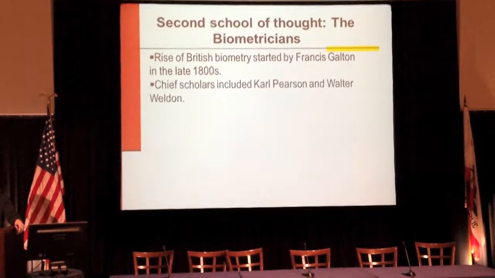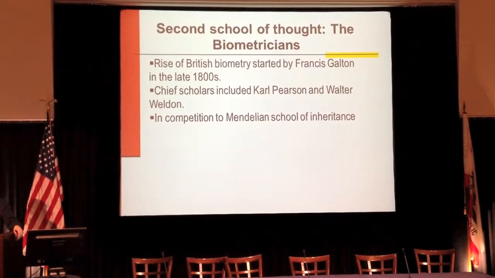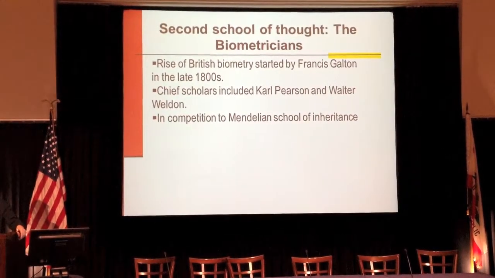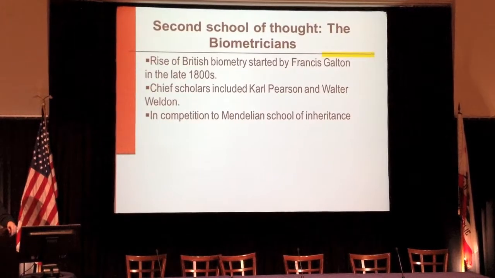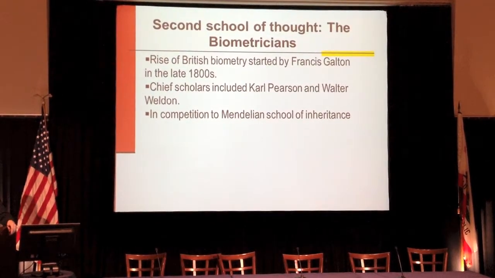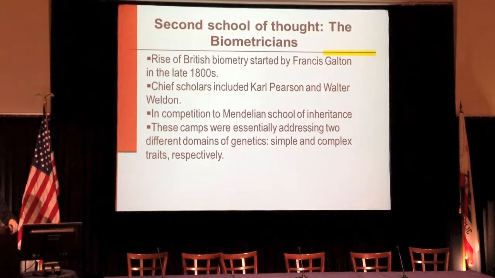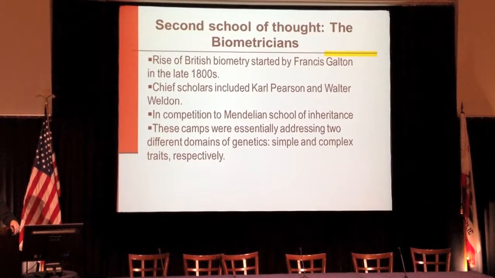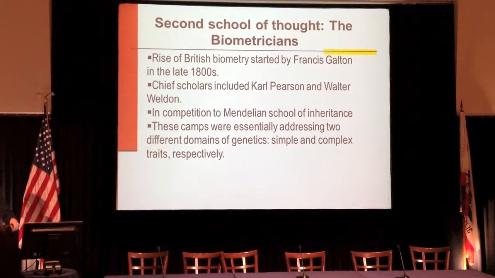In parallel, a second school of thought was developing itself: the so-called British biometricians. Mendel, if I remind you, was a Czech scientist who worked in Germany, and he was actually a monk. The British school of biometry was started by Francis Galton, also in the 1800s. Chief scholars of that group included Karl Pearson, known for the correlation coefficient, and Walter Weldon. This school was in competition with the Mendelian school of inheritance.